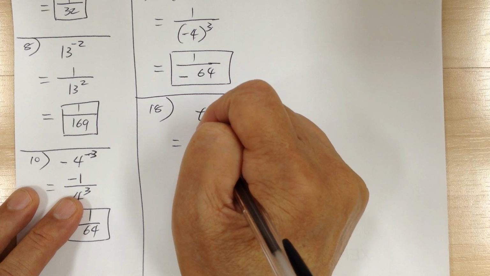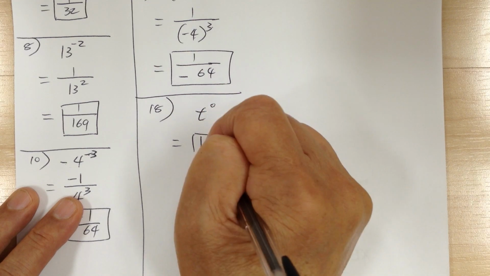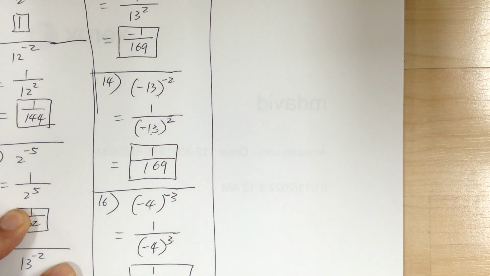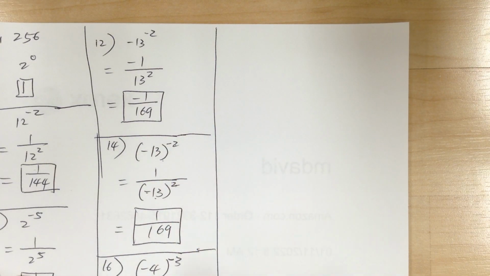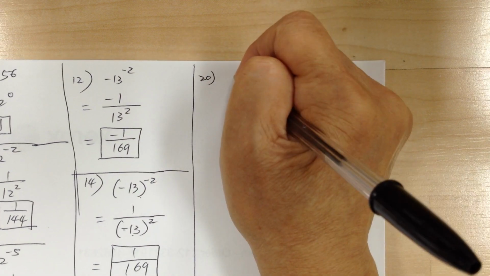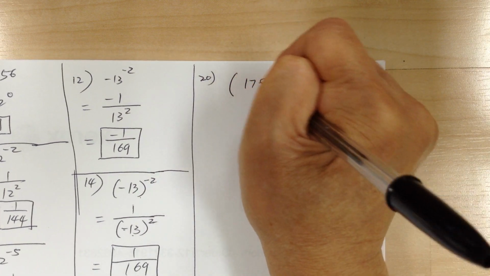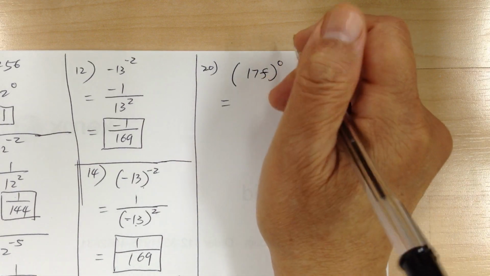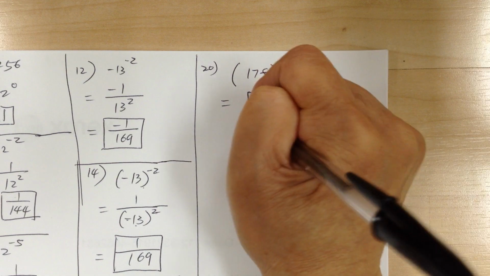So again, non-zero base to the 0 power is equal to 1. Okay, number 20, you have 17f to the 0 power. Again, non-zero base to the 0 exponent, the answer is equal to 1.